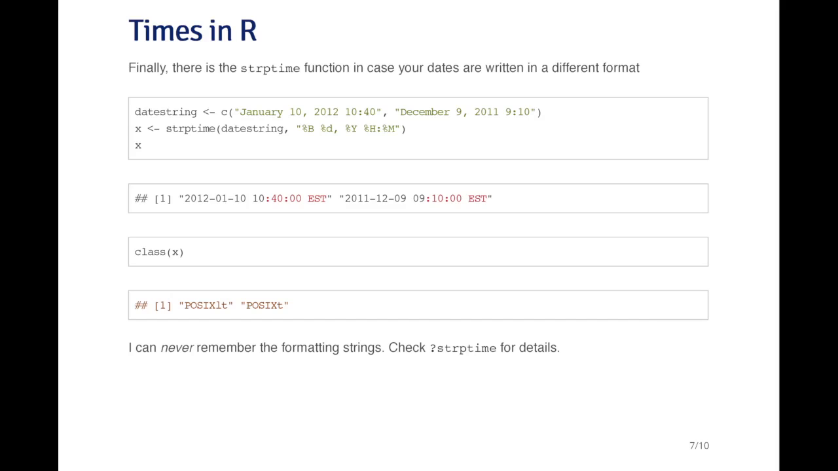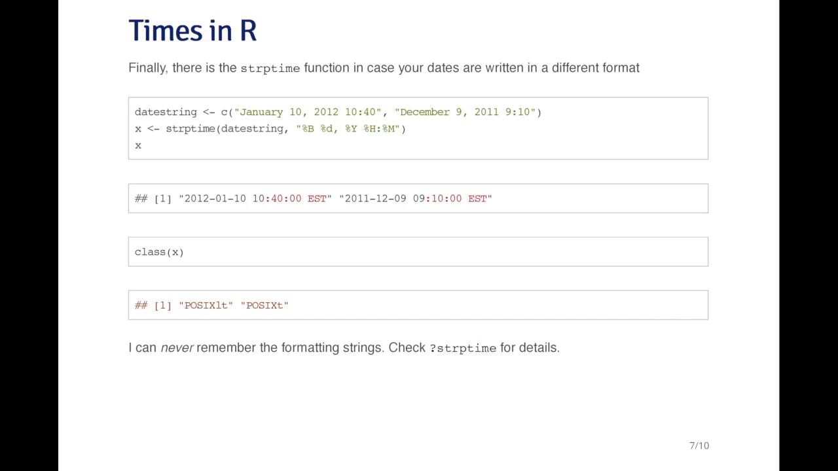So finally, there's the strptime function, which converts dates that are written in character string format into date or time objects. Well, in this case, it converts them into time objects. They use what are called format strings. So here I've got a string that says January 10th, 2012, 10:40, meaning 10 hours and 40 minutes. And then I have another string that says December 9th, 2012, 9:10. If I want to convert these strings to time objects, I can use the strptime function.